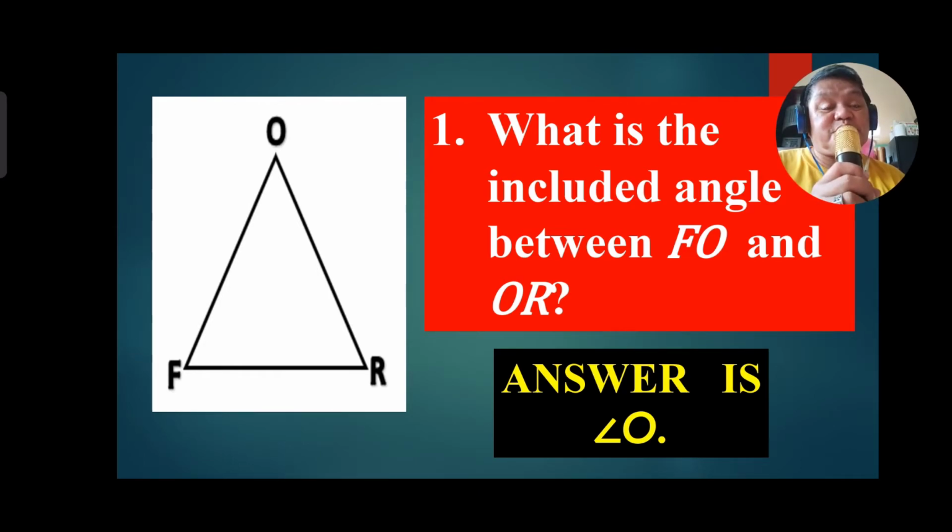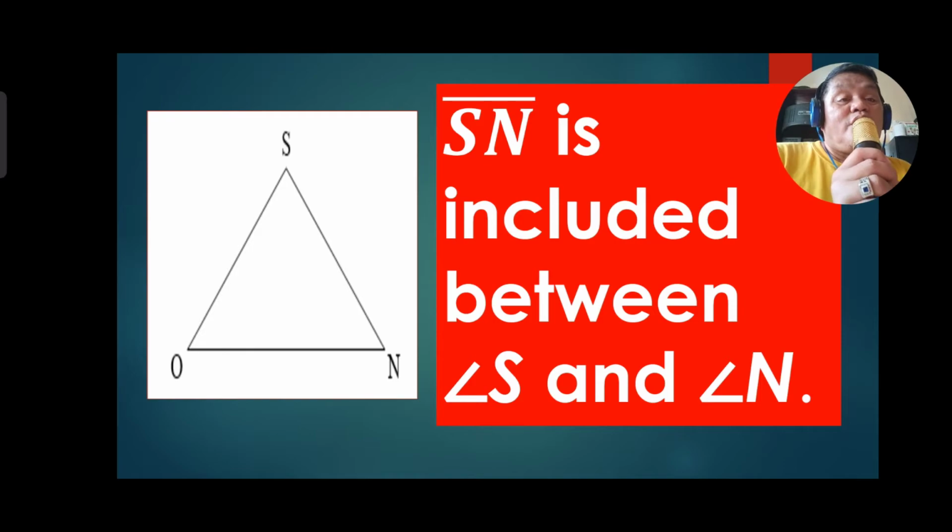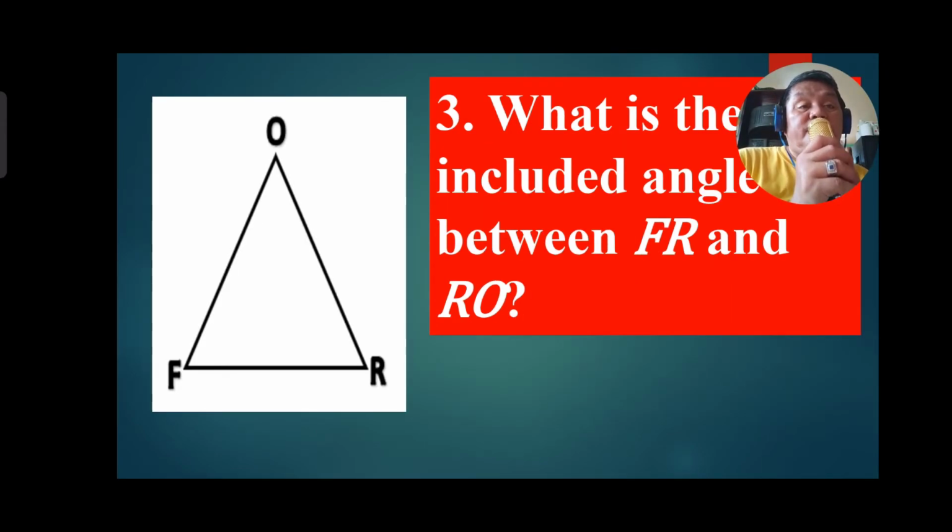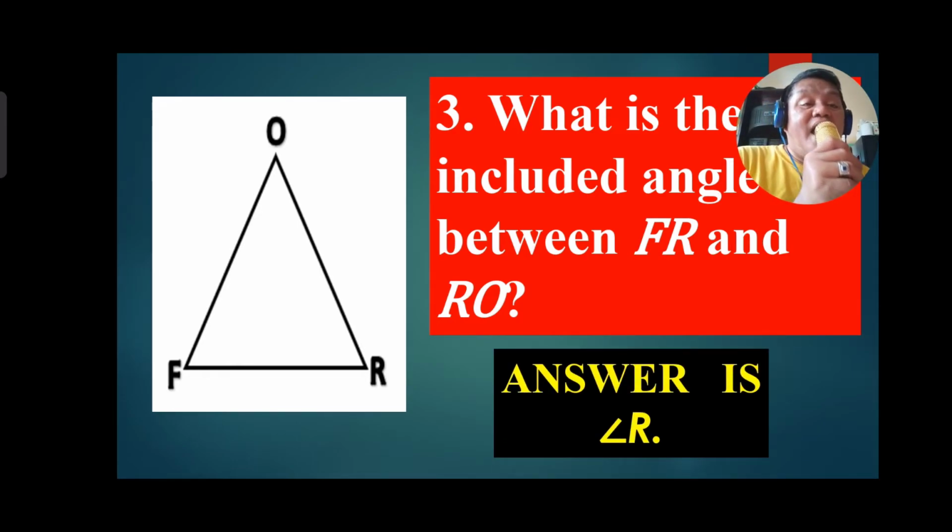Other questions? Okay, next question. What is the included angle between side FR and side RO? Again, to have your quick answer, you are going to get the common letter of the given sides. So, the answer here is angle R is the included angle between side FR and side RO.